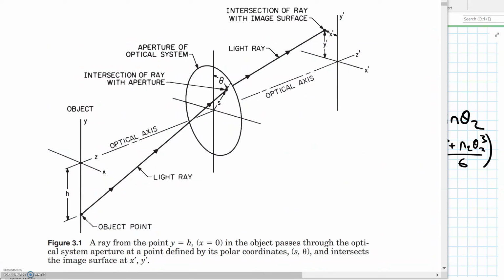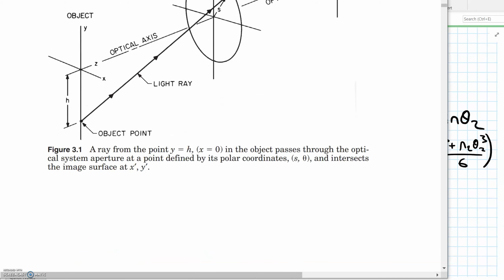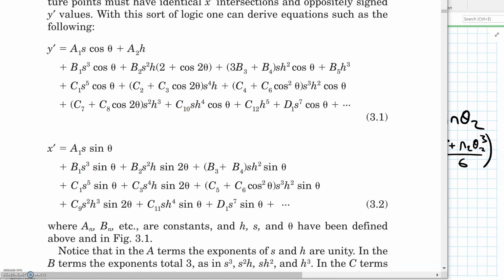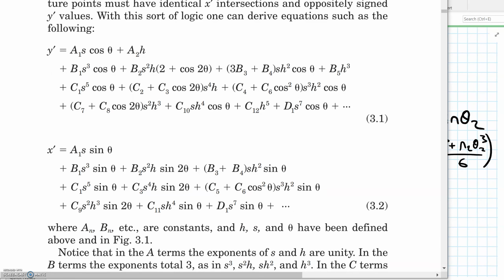Okay, so we have a beam coming in at an arbitrary offset from the axis, and it's going to hit this optical system at some point, and then go to some height y prime and some deviation x prime. Those are the different planes we're going to look at. And when we do the analysis of this system, we get a complicated polynomial expression. This is what the actual analysis looks like.